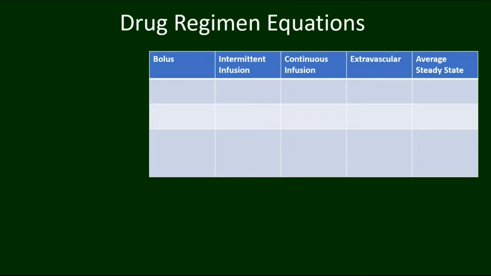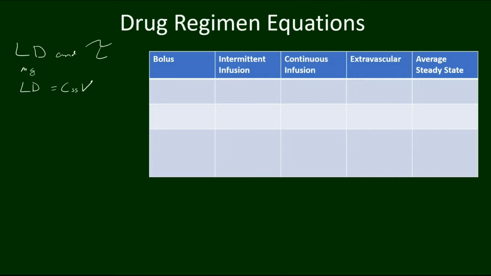So here I've created a table where we'll see where certain equations apply, and this table includes bolus dosing, intermittent infusion, continuous infusion, extravascular, and average steady state scenarios. So on this slide we're going to talk about loading dose and tau. So loading dose and determining the interval. Let's look at the first equation that we're going to see where it applies. That's loading dose equals concentration at steady state that's desired times volume of distribution. And it should be said that the doses come in milligrams generally.